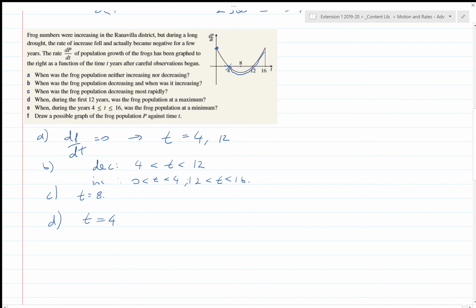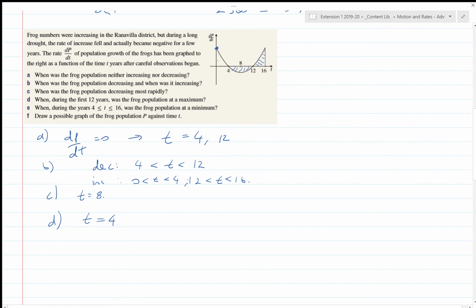Now we can't know for sure without doing a little bit more work, but unless this area is smaller than this area, the answer is at time 4. The area under the curve is actually the numerical change in the number of frogs. So P dash T is rate, so integrate up, you get P, so that's the number of frogs, and the area is actually the change in number of frogs, it turns out.